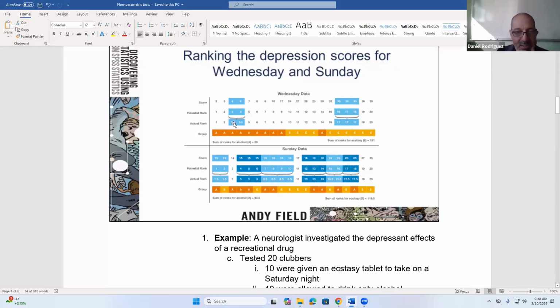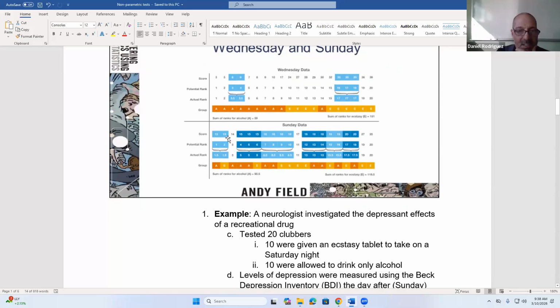So 1 plus 2 plus 3.5 plus 3.5 for alcohol, and so on, and we get a sum of ranks for alcohol. In this case it was 59, and then we get a sum of ranks for ecstasy. Same thing happens here for the scores for Sunday. There were a lot of tied scores here, 15, 15, 15, 16, 16, 16, so we get these averages. Then we add them together again, and we get the sum of the ranks for ecstasy and the sum of the ranks for alcohol. Okay, so that's what the ranking is.